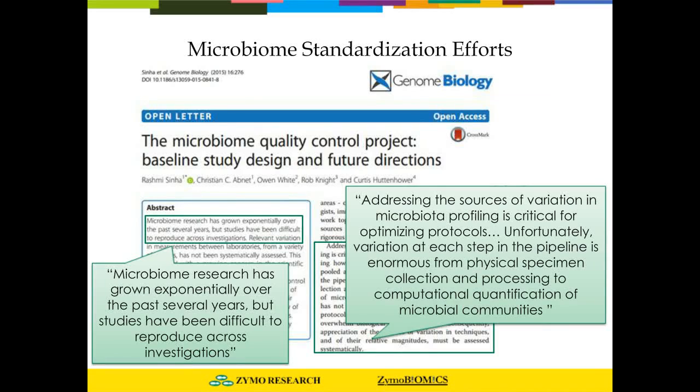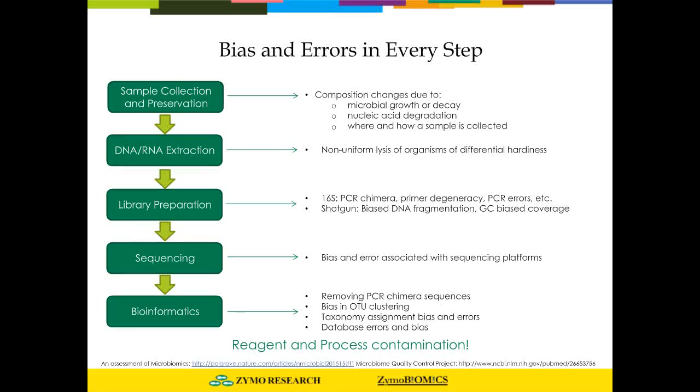In a baseline study published by the Microbiome Quality Control Project group, some major comments that they had were: microbiome research has grown exponentially over the past several years, but studies have been difficult to reproduce across investigations. Addressing the sources of variation in microbiota profiling is critical for optimizing protocols. Unfortunately, variation at each step in the pipeline is enormous, from physical specimen collection and processing to computational quantification of microbial communities. Basically, what they're getting at is the entire workflow, which is a pretty long workflow, is prone to significant errors and biases, and that's what we'll discuss a little bit here, is where some of these errors can occur.